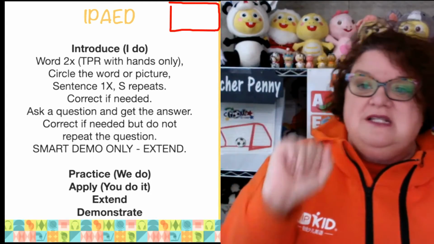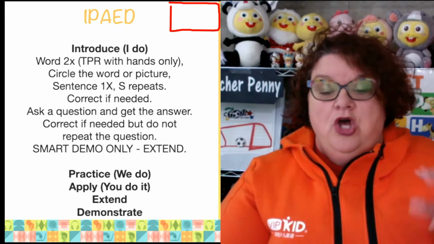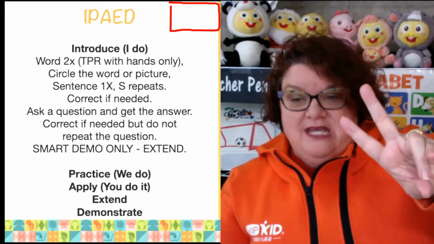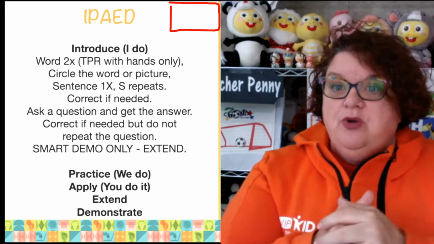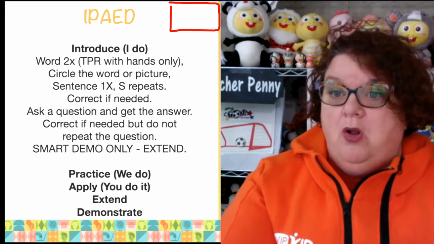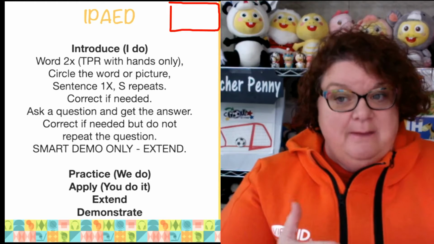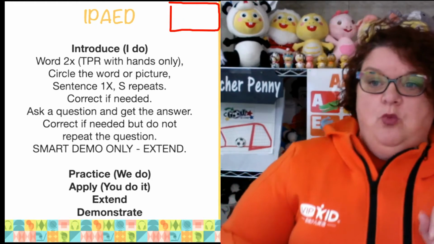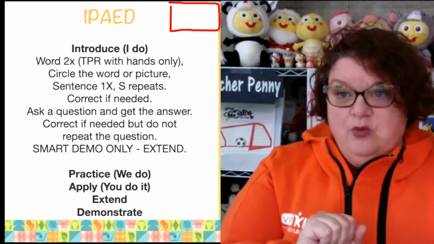But you draw on the slide first, and you just circle that word, and then you say that word 2 times with TPR with your hands only. So let's say we're doing the word ball. This is the word that you would be teaching in the A lesson in the mock class. So you're teaching the word ball. You're going to use your hands only to say the word ball.